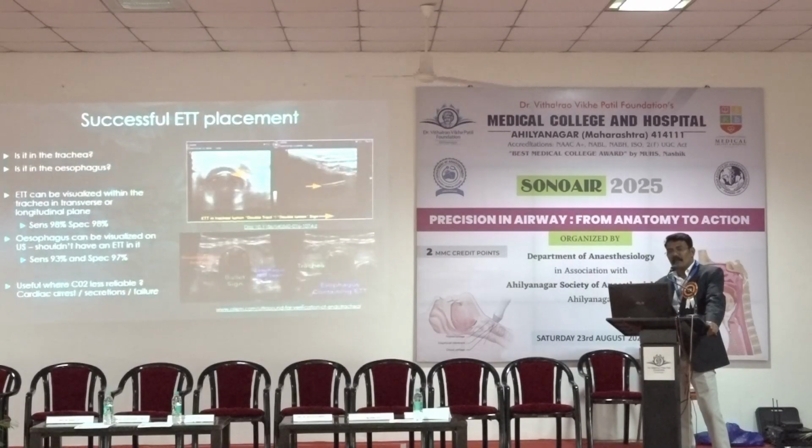Now, how do we identify the successful placement of the ET tube in the trachea? As I showed previously, a U structure seen over here is the trachea, and an air interface is seen inside. But if you are not in the trachea, your tube has gone into the esophagus, there will be another structure seen beside the trachea, called the double shadow sign or double tract sign. That will be seen over here.